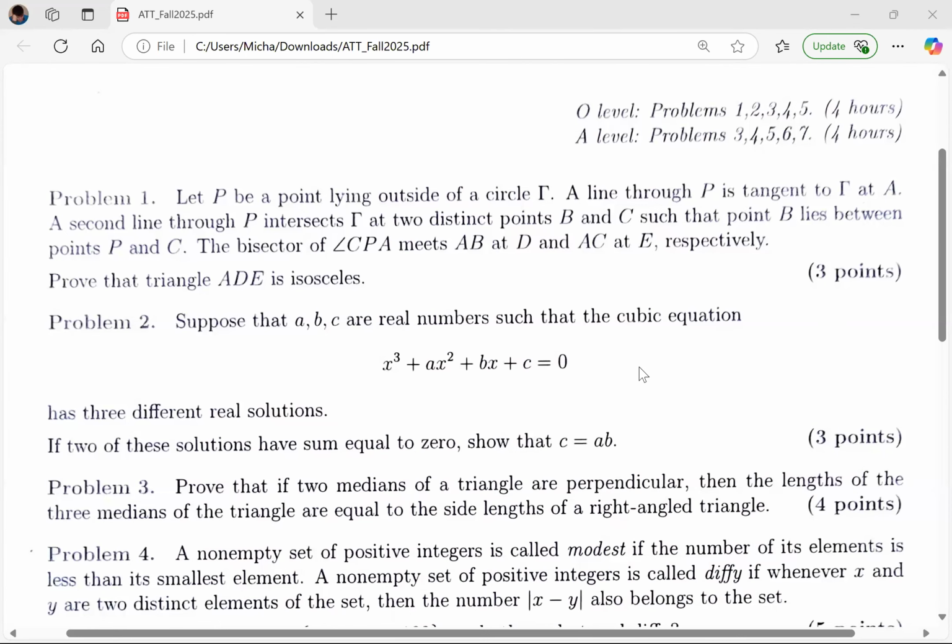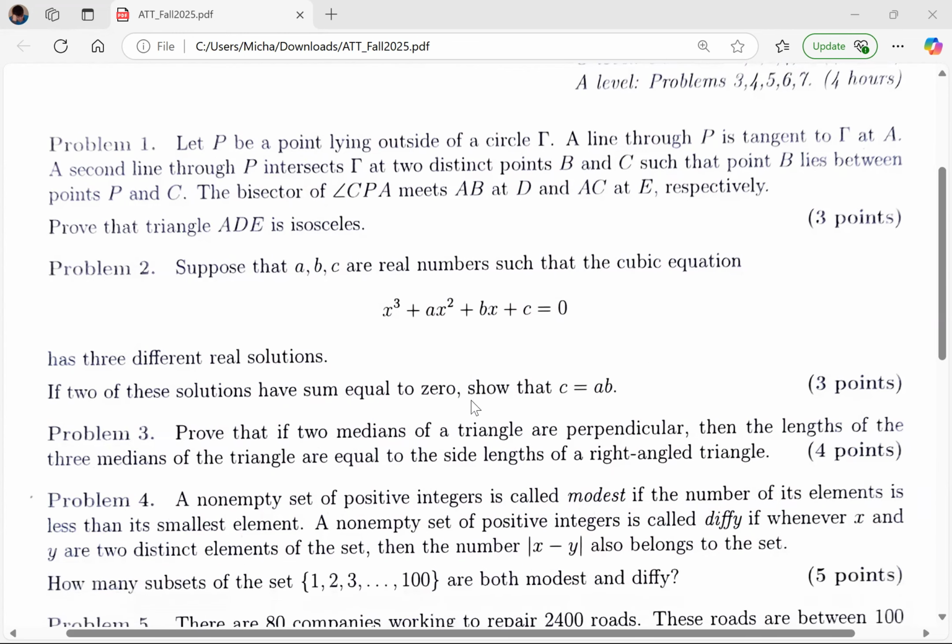Alright, so we have ATT on the weekend on Saturday. We're going to speedrun the O level 1 to 5, okay? This is just for the solutions.